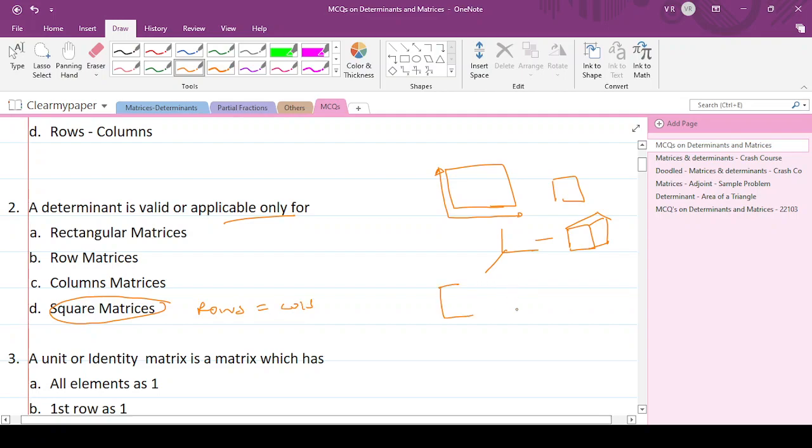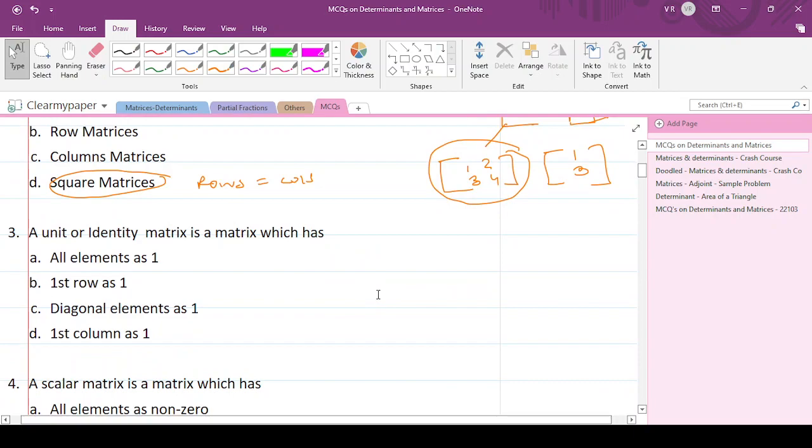For example, 1, 2, 3, 4 is a square matrix, whereas 1 and 3 is not a square matrix, it's a rectangular matrix. So determinant is only applicable for this kind of matrix, a square matrix where the number of rows and columns are the same.